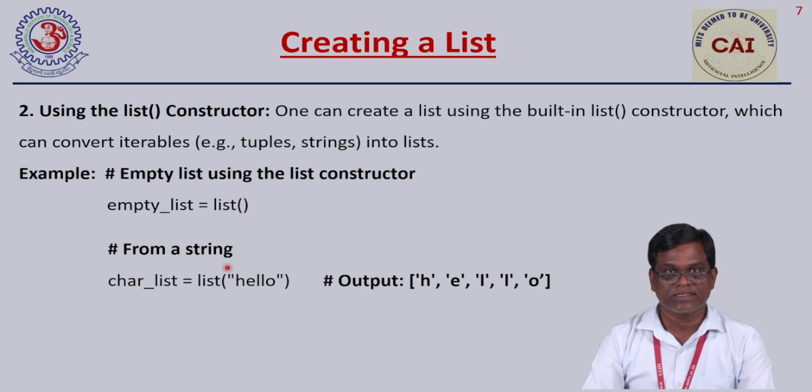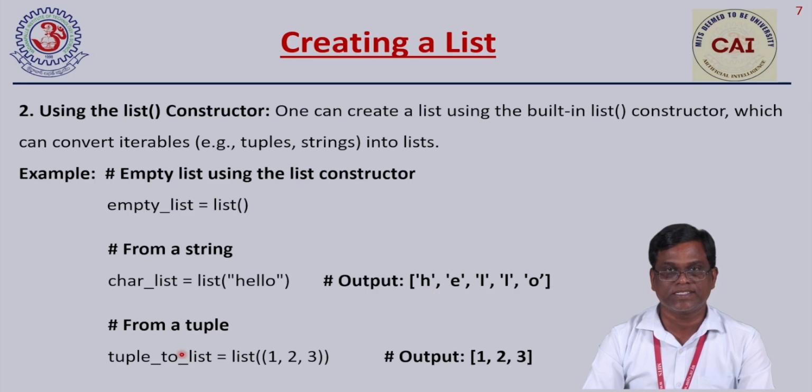And see the second example. I'm creating a list from a string. The string here is an iterable object, and by using that I'm creating a list with a set of characters. So this character list is equal to list, and for the list constructor I am providing one argument, that is the string. This string will be converted into a group of characters, and each character will be represented as one element in your list.